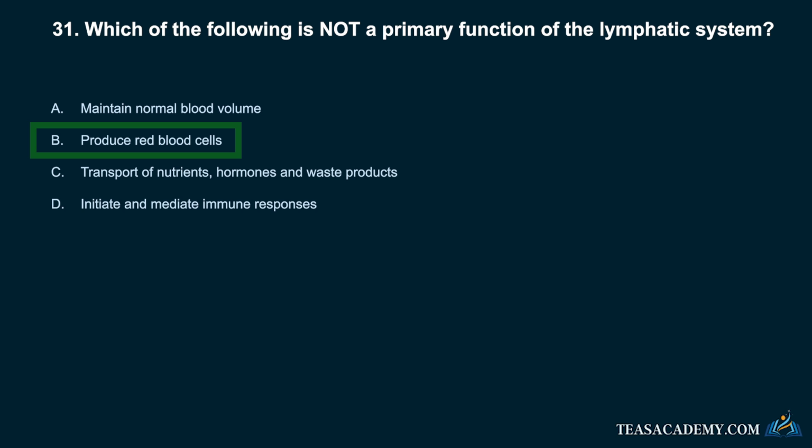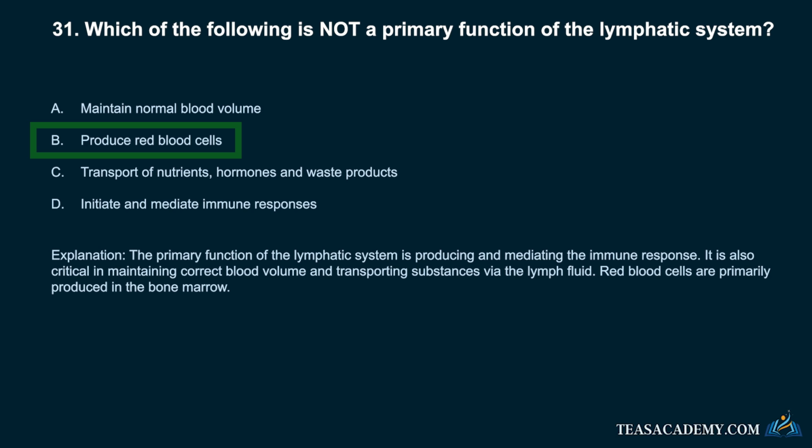Correct answer, B. Produce red blood cells. The primary function of the lymphatic system is producing and mediating the immune response. It is also critical in maintaining correct blood volume and transporting substances via the lymph fluid. Red blood cells are primarily produced in the bone marrow.